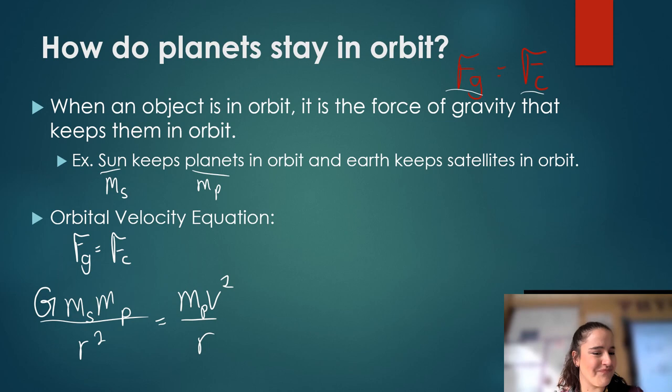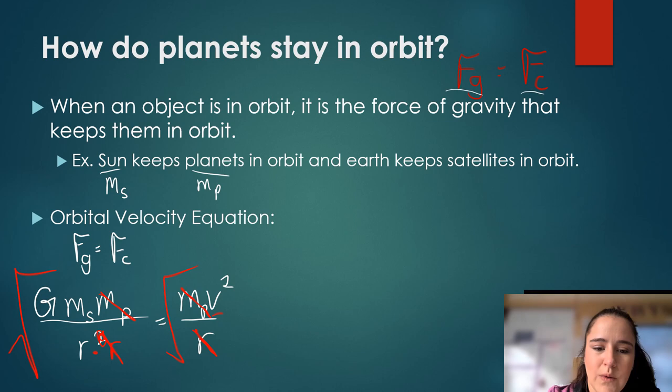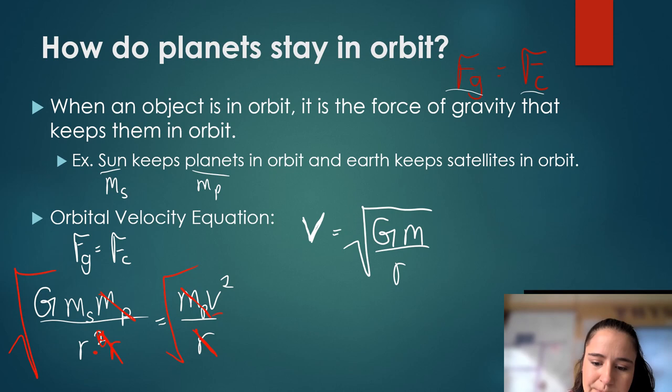Okay, now let's do some algebra to figure out what that velocity needs to be. We can see that the mass of the planet will cancel out. And then if I rewrite this r squared as r times r, I can also cancel out one of those r's, which leaves me with this v squared. So in order to undo the square, I need to take the square root of both sides, which leaves us with the equation that the velocity of an object in orbit equals the square root of big G times M over r, where v is going to be your orbital velocity.